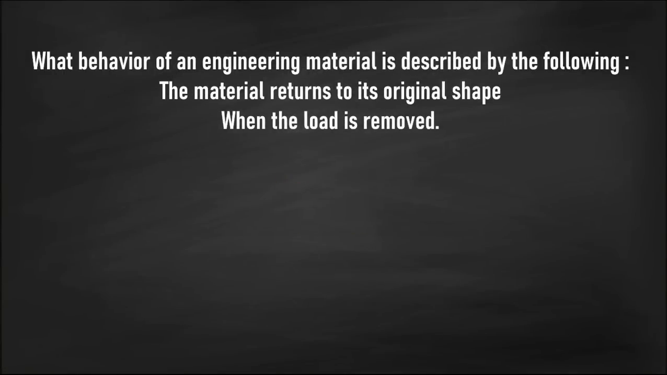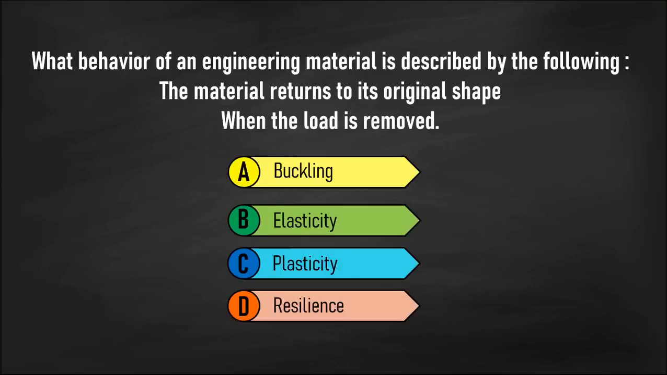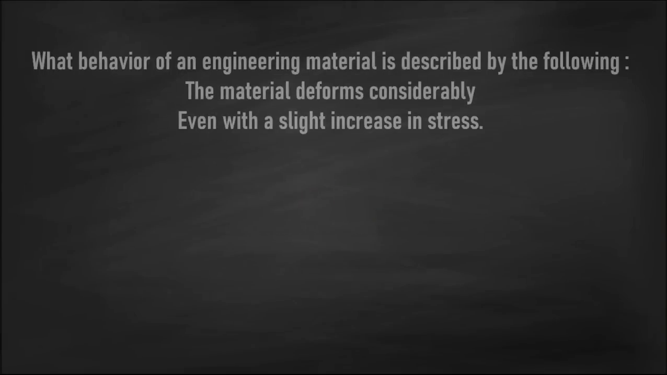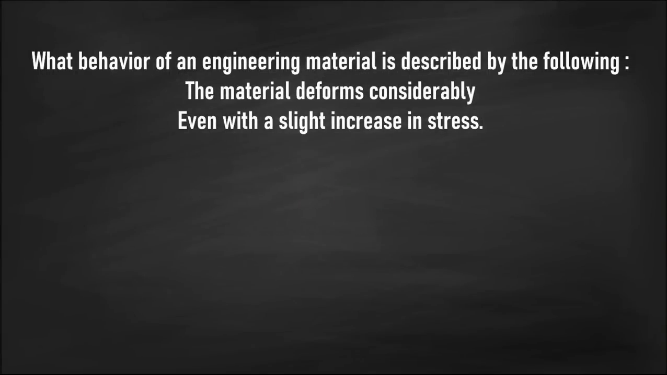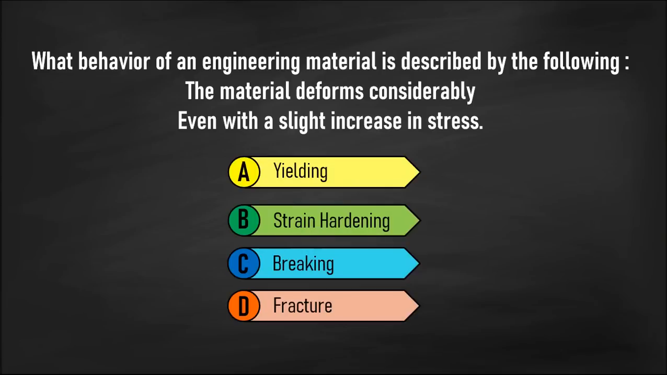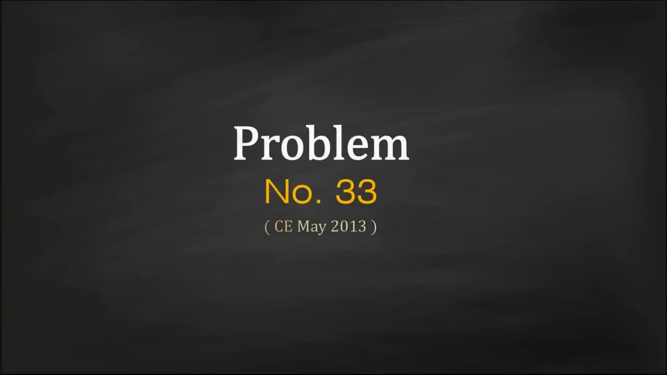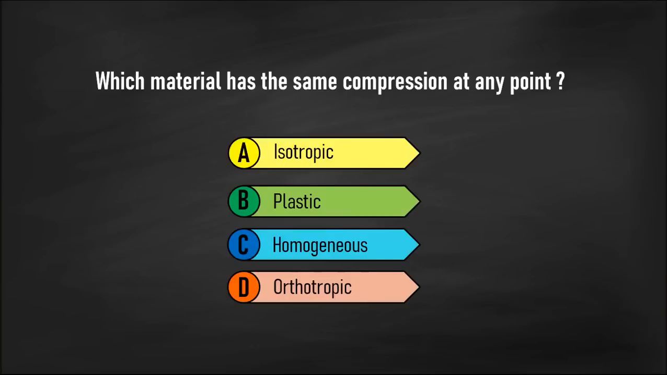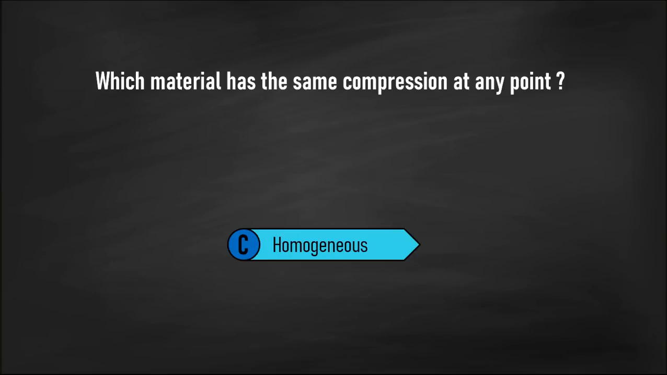What behavior of an engineering material is described by the following? The material returns to its original shape when the load is removed. Elasticity. What behavior of an engineering material is described by the following? The material deforms considerably, even with a slight increase in stress. Yielding. Which material has the same composition at any point? Homogeneous.